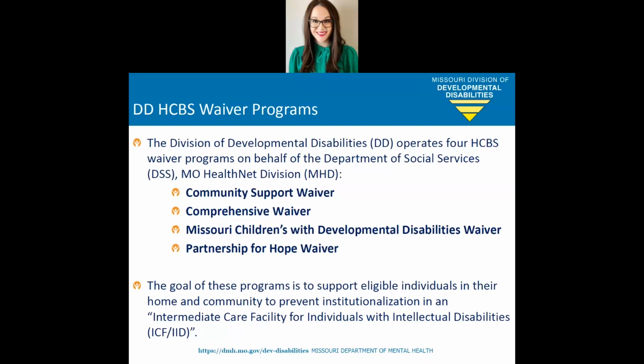I do want to emphasize that the proposed changes in today's presentation only impact the 4 waiver programs offered through the Division of Developmental Disabilities. Missouri has other home and community-based service programs through the Department of Health and Senior Services. However, the proposed changes discussed in this presentation are only for the waivers offered through the Division of Developmental Disabilities.